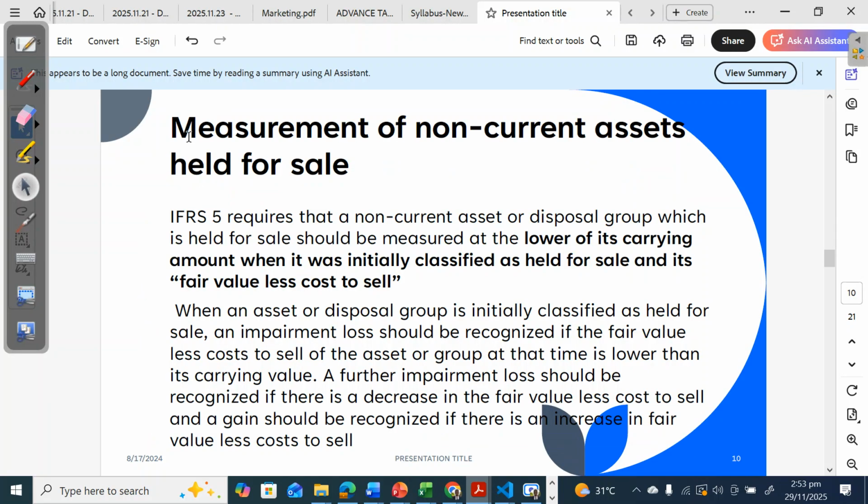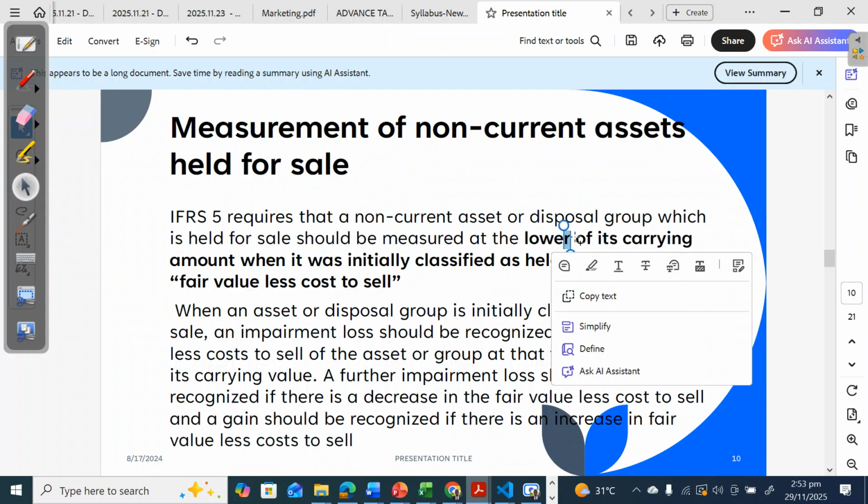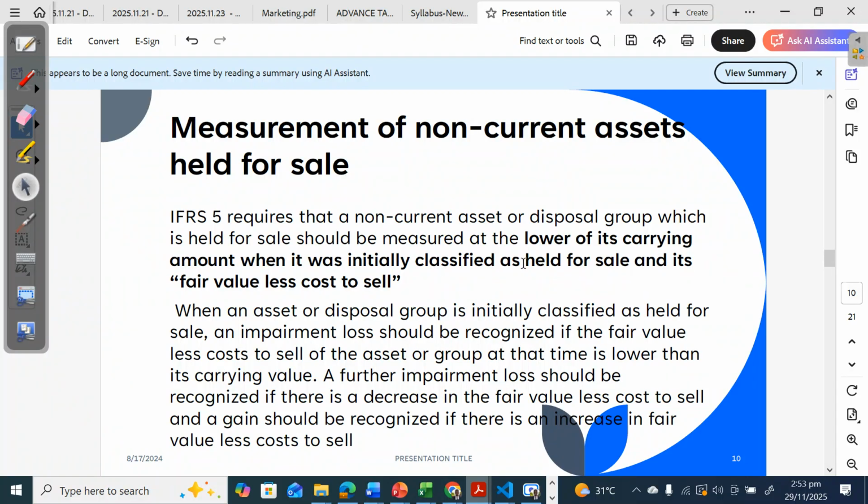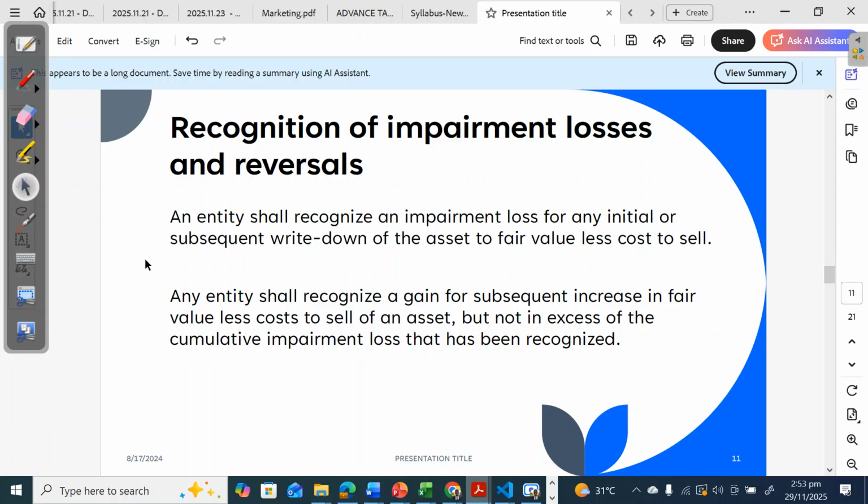Now let's look at measurement of non-current assets held for sale. That's what we were trying to do initially. So the standard says non-current assets held for sale should be measured at the lower, the keyword here is lower, of its carrying amount when it was initially classified as held for sale and its fair value less cost to sell.